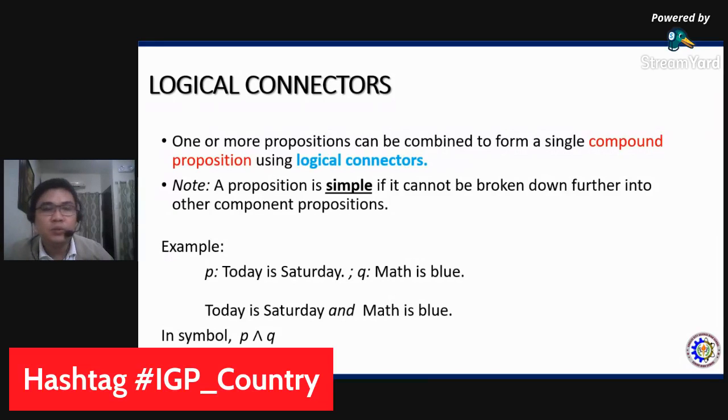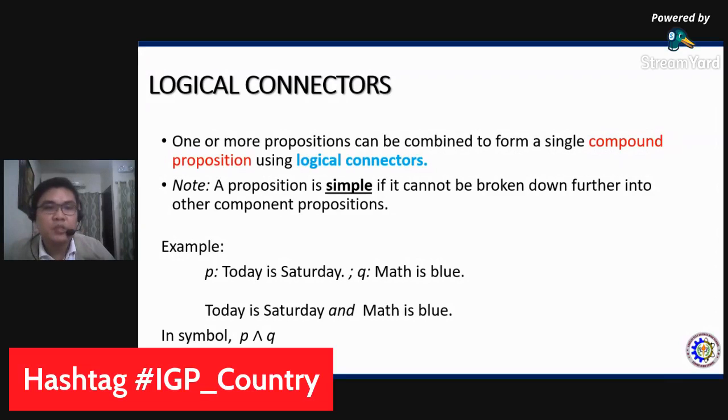But do note that a proposition is said to be simple if it cannot be broken down further into other component propositions. We call that a simple proposition, or in other articles or books, an atomic proposition, meaning we really cannot break it down further. Let's have an example here. Proposition P: today is Saturday, and proposition Q: math is blue.